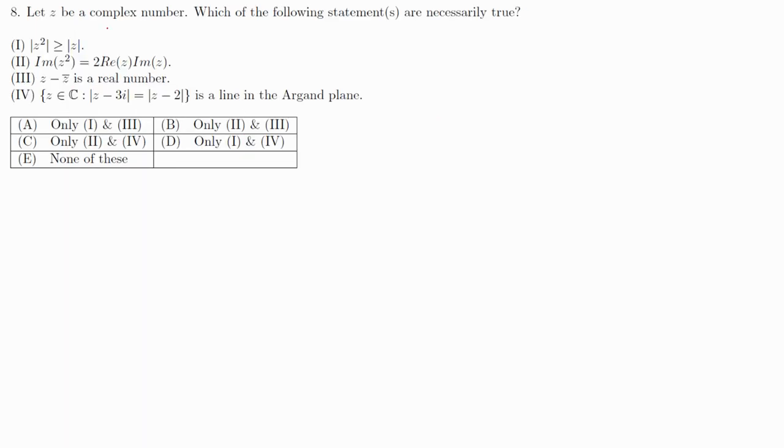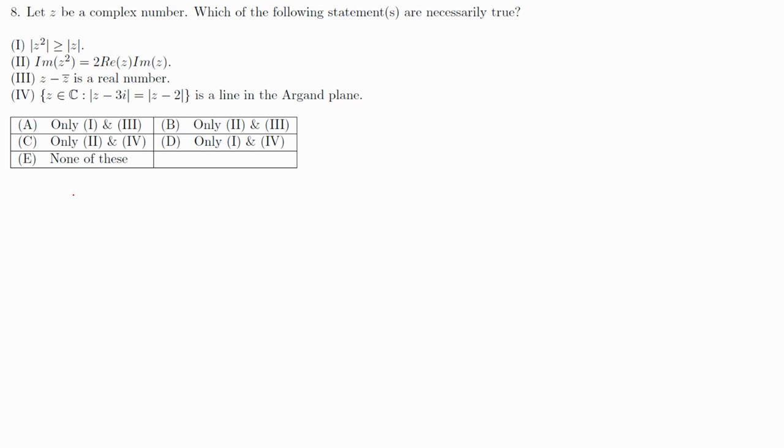Last question for multiple choice. Let Z be a complex number. Which of the following statements are necessarily true? Okay, so A is a bit controversial because according to me, this should be correct, but according to the memo, it's not correct. I'm going to show you why I say it's correct.